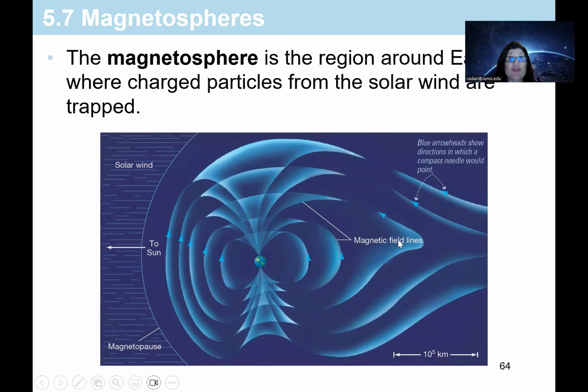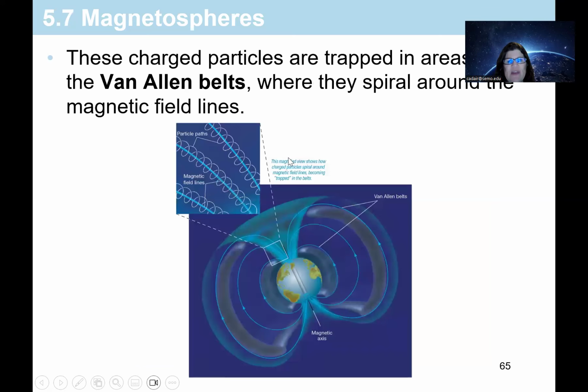Jupiter's magnetic field lines are similar to this, and I think they actually extend past Saturn. So anyway, we like this. The magnetic field protects us. There are these Van Allen belts that capture some of the ions from the sun and help keep them out of stuff.